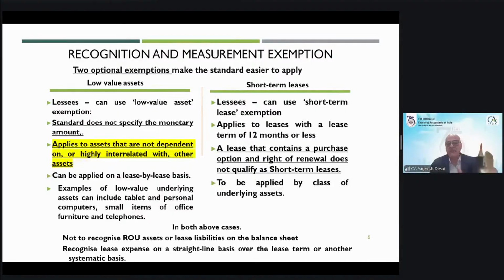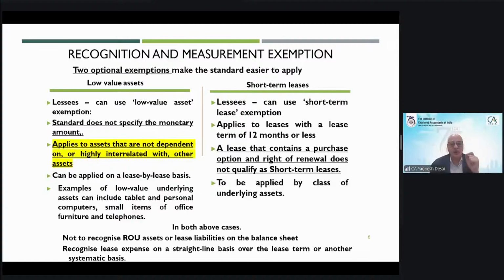For a very big metro railway corporation, the materiality level for the low value lease has been fixed at 1 crore rupees. This may not be true for other entities. Okay, but there is one catch.